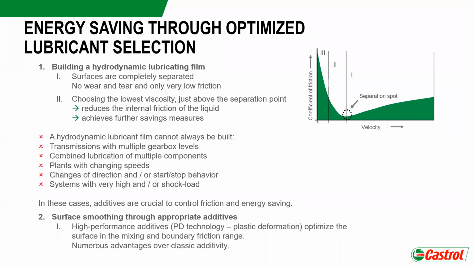Whenever you have the opportunity to constantly separate your surfaces by choosing the right viscosity, this is the best thing to do. Select the right viscosity and everything's fine. But if you can't, if you do get mixed and boundary lubrication, and in most cases you will, then you need to rely on additives. And there, as we have seen before, PD technology can do a whole lot for you. They are able to increase the load area, therefore reduce the friction, reduce the temperature, and therefore increase your energy efficiency and reduce your energy consumption. Next slide, please.